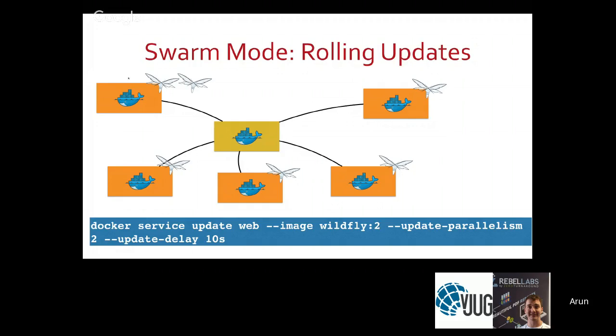And I'm saying update parallelism. That means update 2 containers at a given point of time. That's what the parameter means. And I'm saying update delay is 10 seconds. That means after the first lot is done, wait for 10 seconds, and then you update the next one, and then the next one, and so on. So in this case, essentially what will happen is it'll update 2 containers, wait for 10 seconds. It'll update the next 2 containers, wait for 10 seconds, and then the final 2 containers are updated. So this is sort of a rolling update that will work very well without bringing your application down. So that's a pretty cool feature as well.